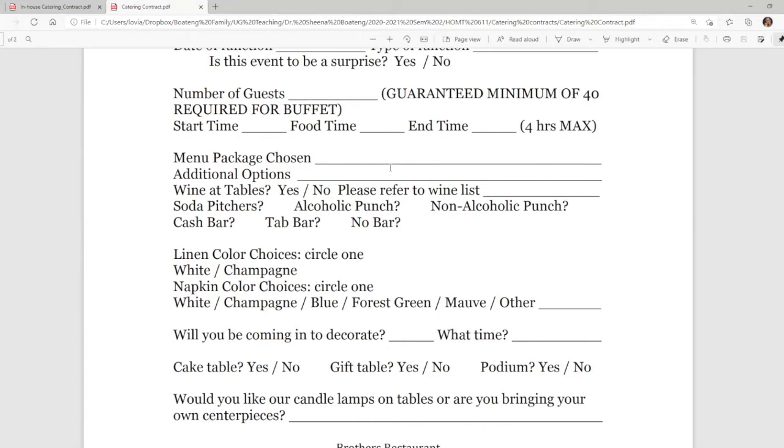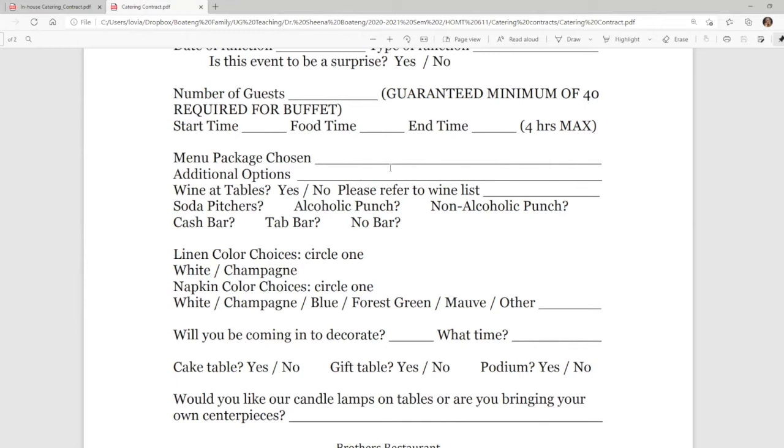Then you also have to indicate the linen color choices, the choices you want them to cover the tables with. Right? So they are indicating that they only have circle linen in white and champagne. So you choose one of them. And the napkin colors too that they have, they are only circle napkins and they come in white, champagne, blue, forest green, mauve. And then if you have any other one that they have not indicated here that you want, you have to indicate it.